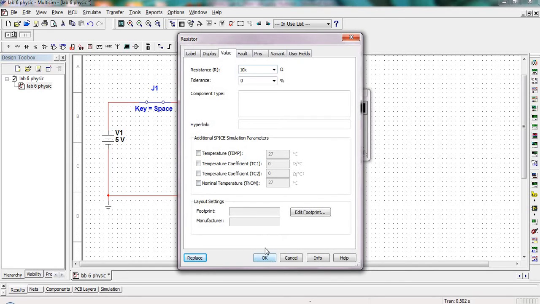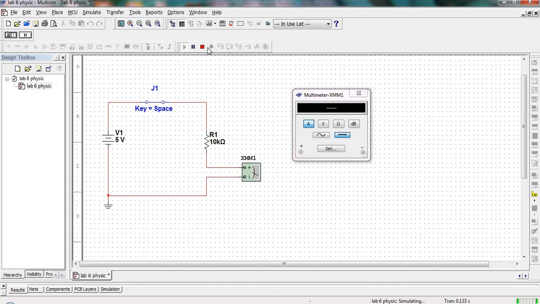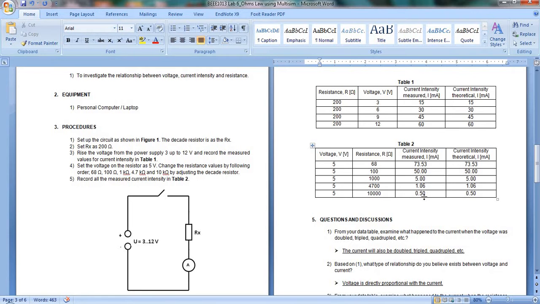Next, trying 10,000 ohms, and this is the value. The value is 500 microampere, which equals 0.5 milliampere. And the theoretical value also using the Ohm's law formula V equals IR, and basically from this table, the measured value and the theoretical value are the same.